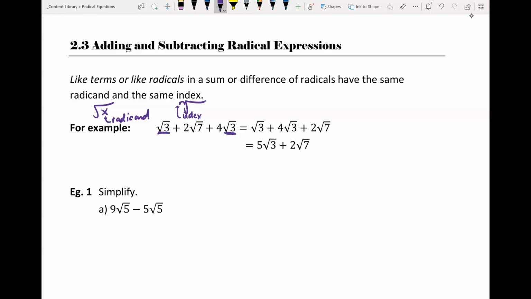But when we add our two terms with root 3 together, we're going to add the number in front of root 3, the coefficient part. So there's an invisible 1 over here. Plus 4 would be 5 root 3, and then you leave the 2 root 7 alone.